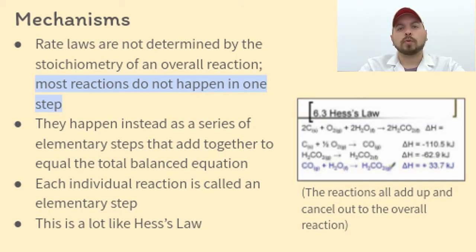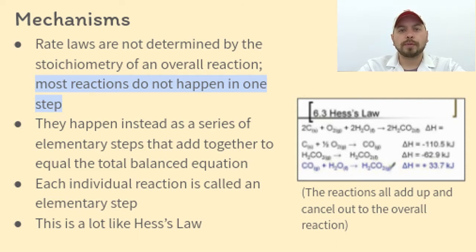Mechanisms. Rate laws are not determined by the stoichiometry of a chemical reaction. And the reason for this is because most chemical reactions do not necessarily happen in one step. Instead, they happen as a series of elementary steps that add together in series to give you the overall balanced equation. This is a lot like Hess's law. We learned about Hess's law in thermochemistry. We're now going to look at a Hess's law type situation here in kinetics.